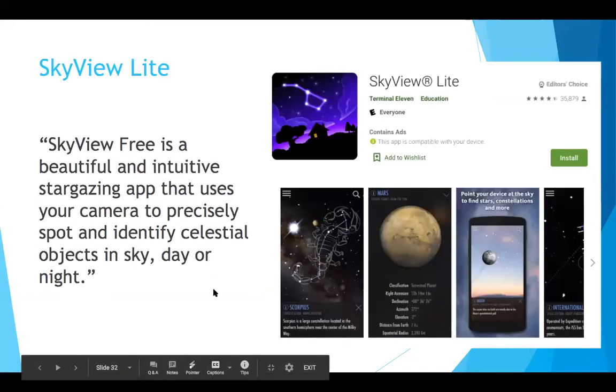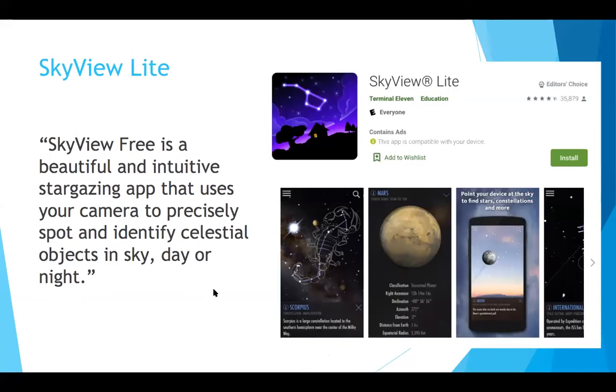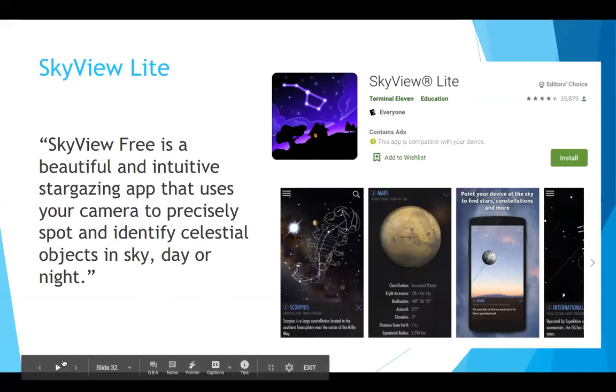Next is SkyView Lite. This is for people who like stargazing and enjoy astronomy, I believe. It uses your camera to precisely spot and identify celestial objects in the sky, day or night. So if you want to start out with that, it's SkyView Lite.